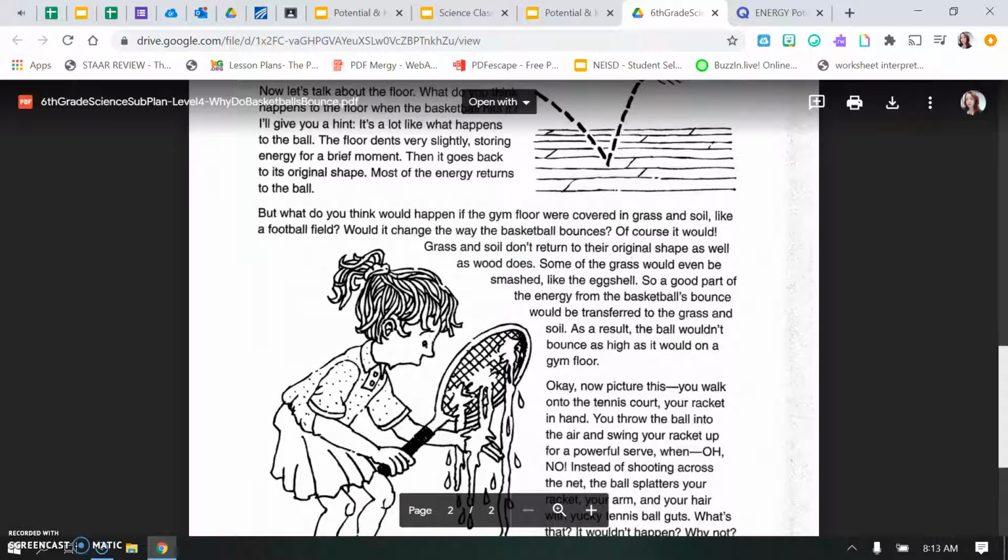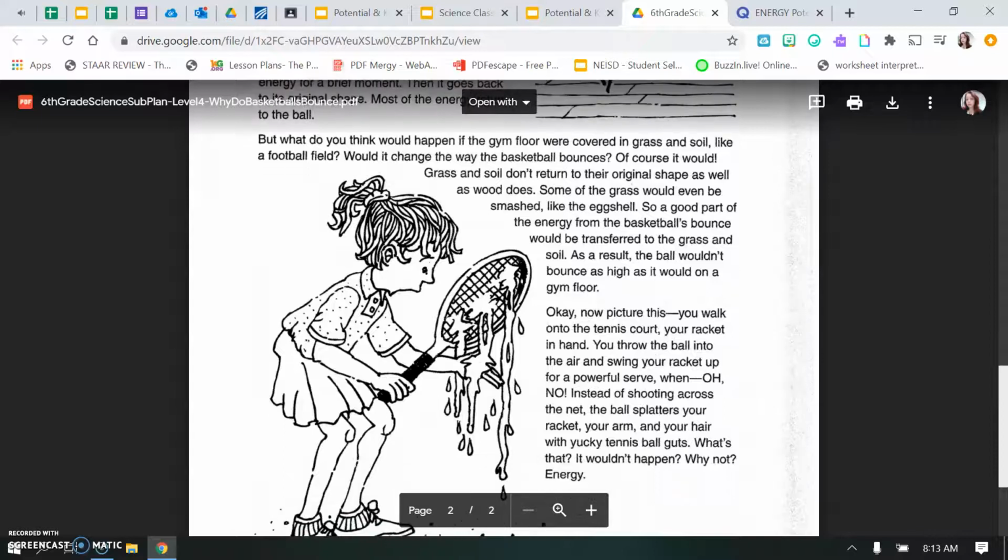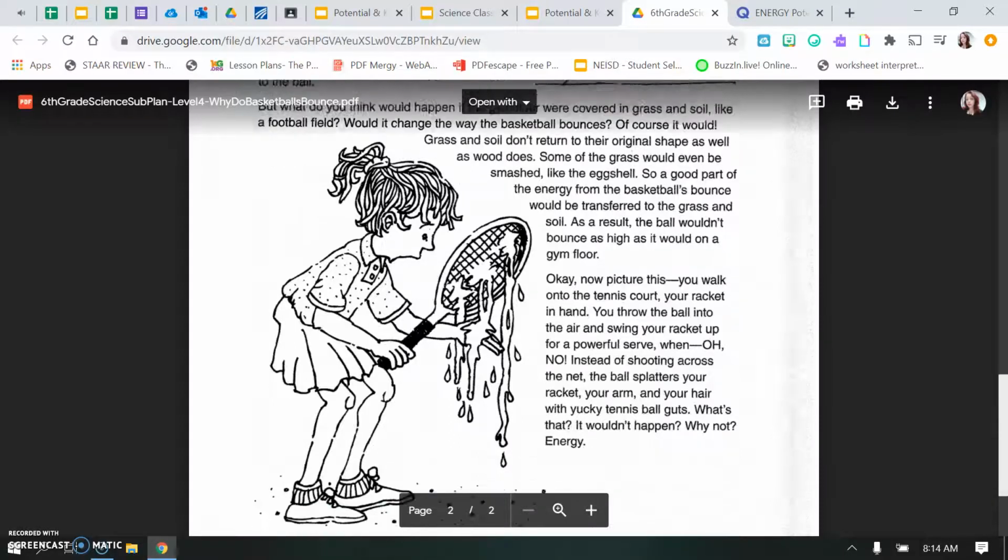But what do you think would happen if the gym floor were covered in grass and soil, like a football field? Would it change the way the basketball bounces? Of course it would. Grass and soil don't return to their original shape as well as wood does. Some of the grass would even be smashed like an eggshell. So a good part of the energy of the basketball's bounce would be transferred to the grass and soil. As a result, the ball wouldn't bounce as high as it would on a gym floor.